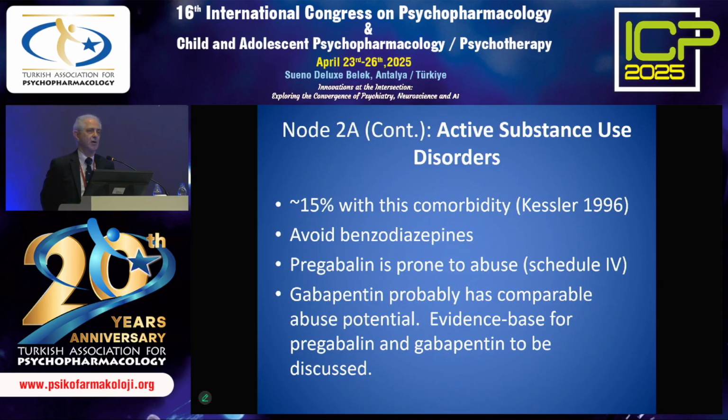Pregabalin is one of the drugs we've talked about. That is a Schedule IV drug that's prone to abuse, so probably you should avoid that as well in this group. Gabapentin doesn't have the Schedule IV designation, but probably has got the same amount of abuse potential, so we probably would avoid them as well in this group. I'll say more about these two drugs a little later.